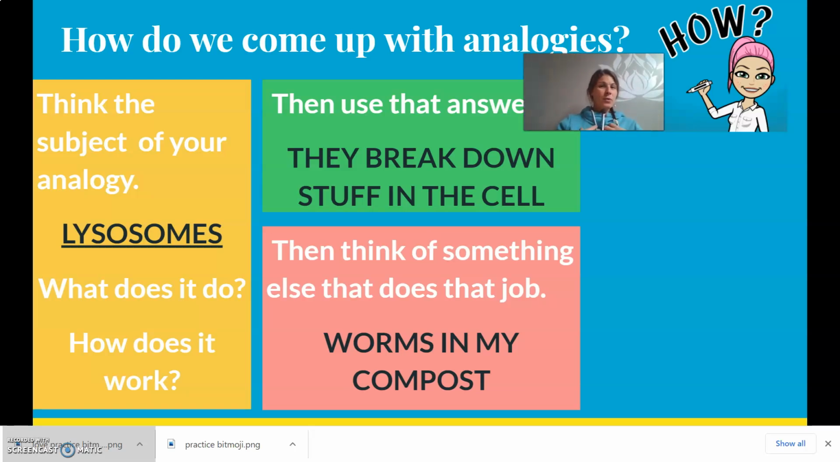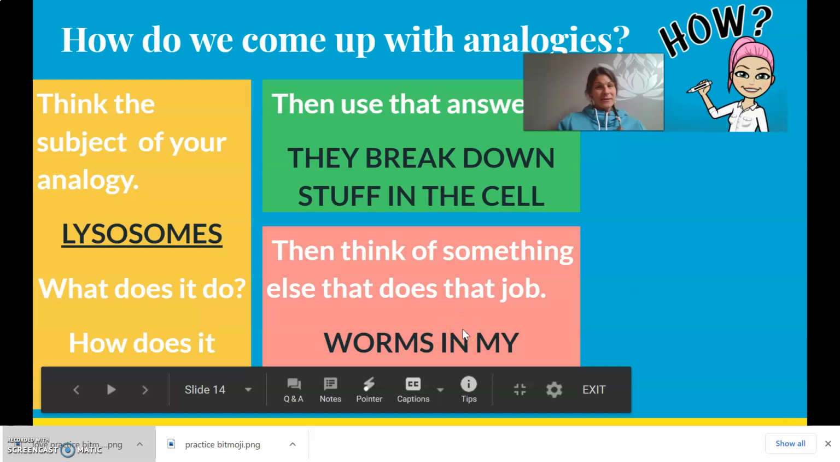And for me, my world might be different than your world. I think of the worms in my compost because I get really excited about the worms in my compost. They get in there and they chew up all my food bits and they break them up and they poop them out and make lovely soil for me. Okay, so I think that's something else in my life.